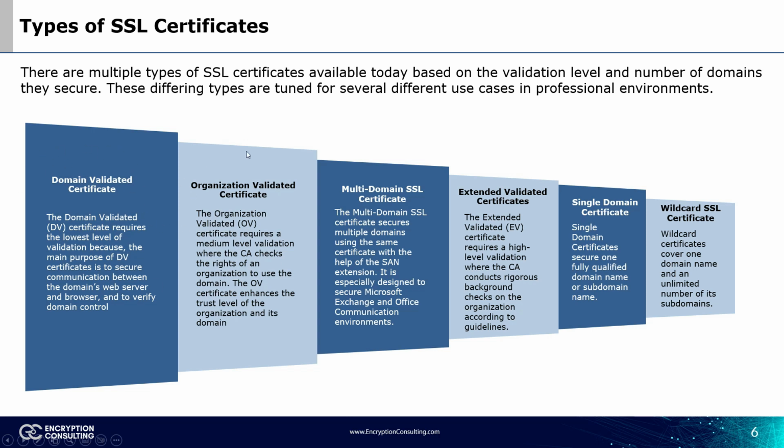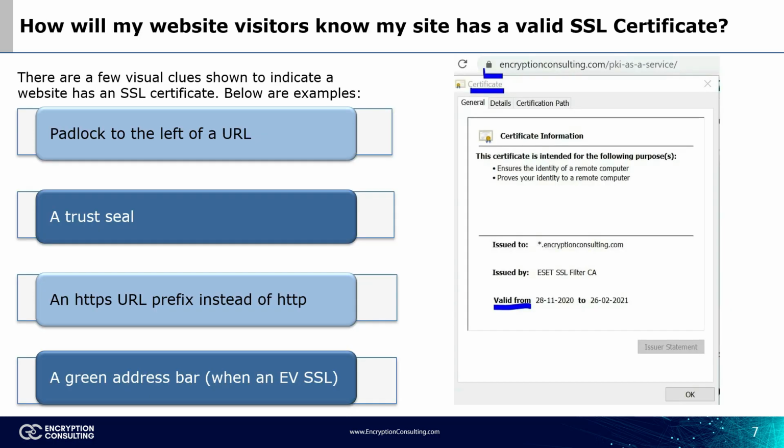And then for another example, the organization validated certificate. This has a medium level of validation where the CA checks the rights of an organization. Therefore, the organization validated certificate can enhance the trust level of an organization with its domain. There are a few others that are generally used for different use cases, but you can pause and read about it. So how would you find out if your website has a valid SSL certificate?